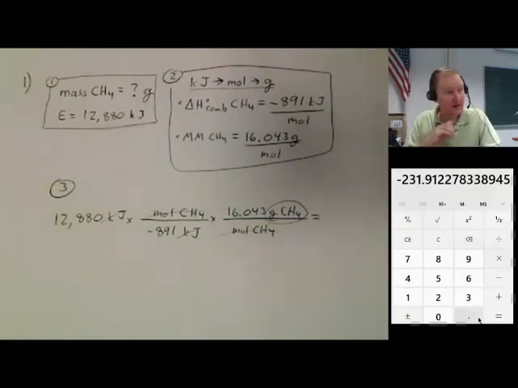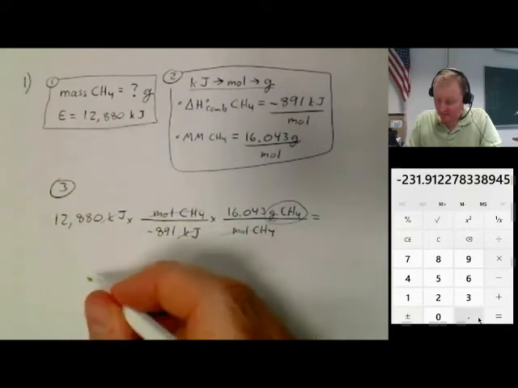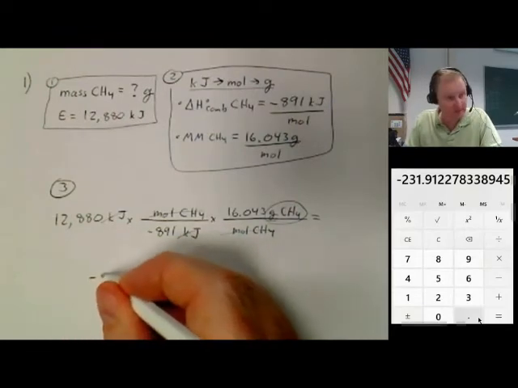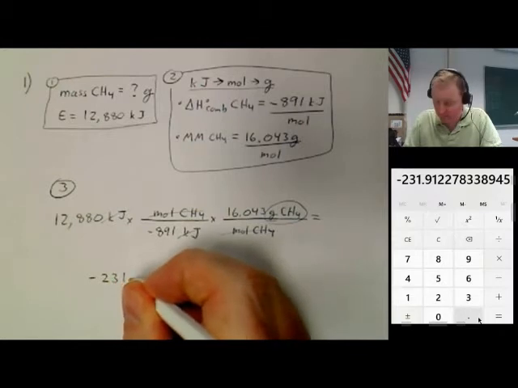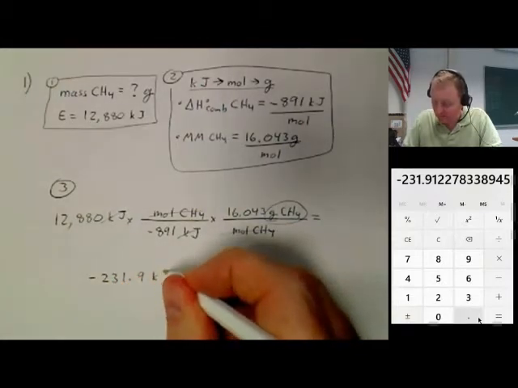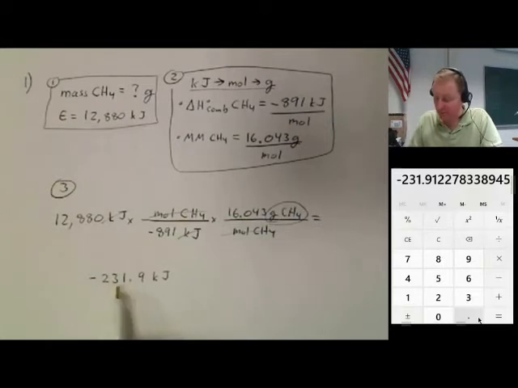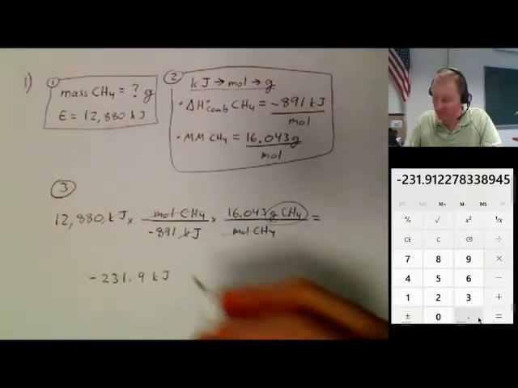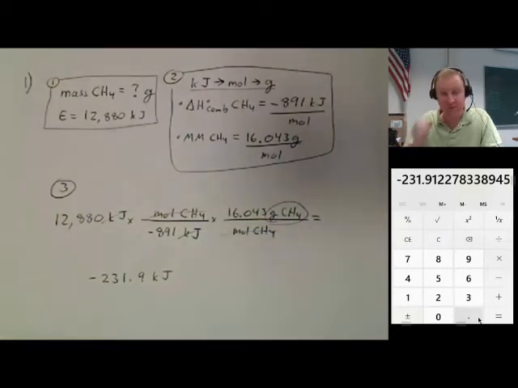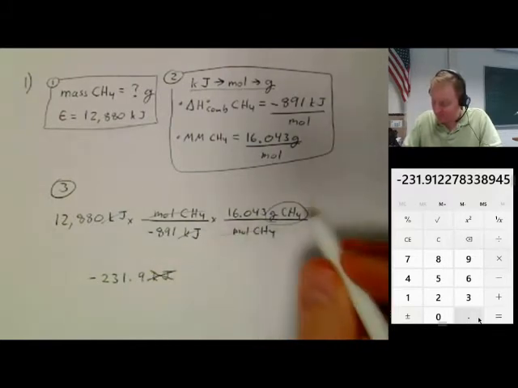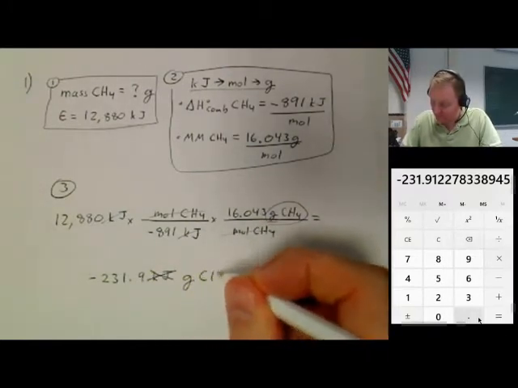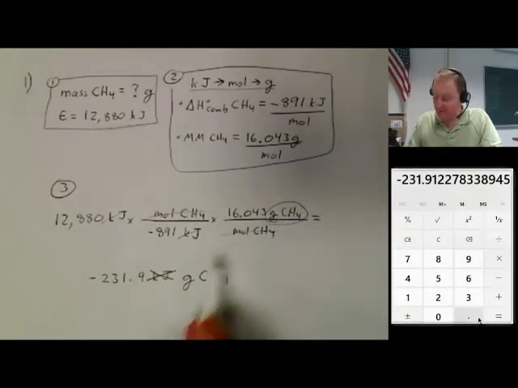So we have got this number here, and to record this, I'm going to say it's negative 231.9, because I've got 1, 2, 3, 4 significant figures. Remember, trailing zeros don't count unless there's a decimal place, so I've got 4 significant figures in my answer. The unit is grams, sorry, guys. So this would be the change in grams.